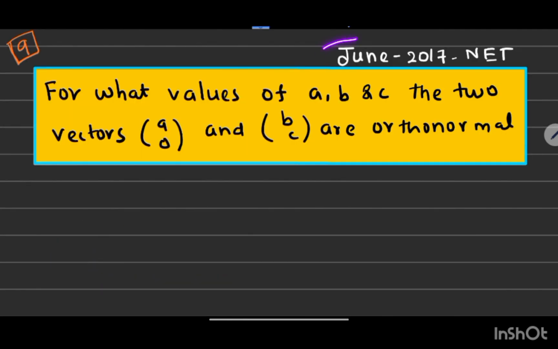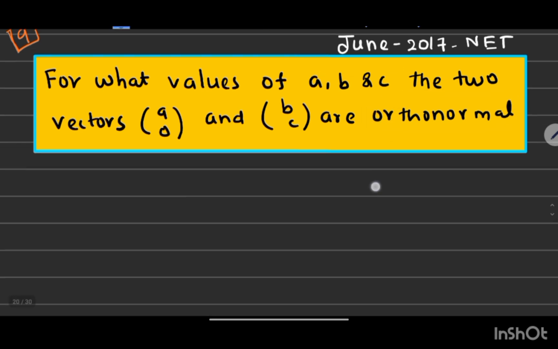Here you go, June 2017 UGC CSIR NET question. Two vectors are given in matrix representation, and if they are orthonormal to each other, then what should be the values of A, B and C? You have to find the values of A, B and C. Okay, so let's solve this.